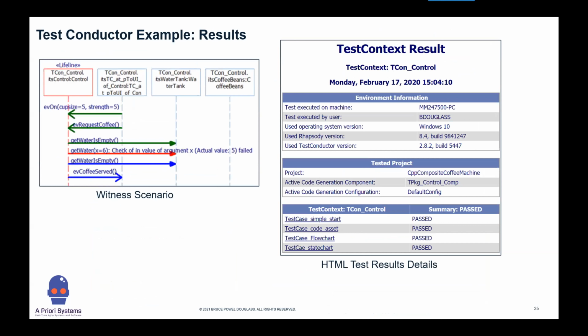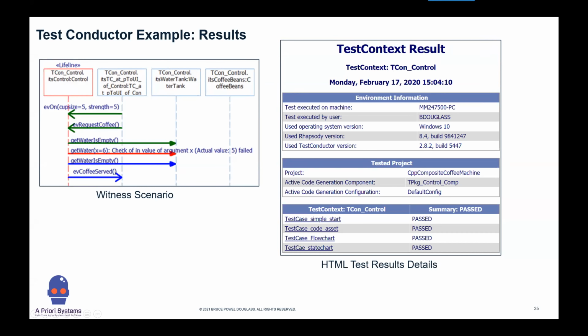Now, when you run the test case and you create the witness scenario, Test Conductor will look at the resulting witness, compare it to the expectation, and mark things that are beyond what is expected. So here we see these are in green, that's what I expect. This one marked in red is a deviation from what I expect, and it tells you what the deviation was. In this case, we called get water, and the value expected to be passed was 6. What was actually passed in the execution was 5. So that's a violation of my expectations.